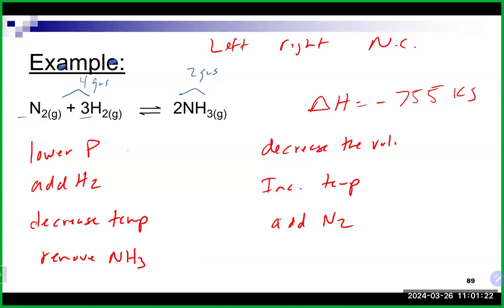So in this case, I think we would go to the left here. We're going to add H2, which is a reactant. That's going to increase our reactants and cause the forward direction, away from it, to basically occur.